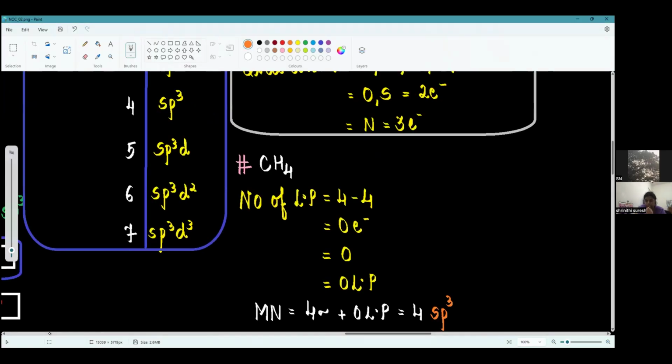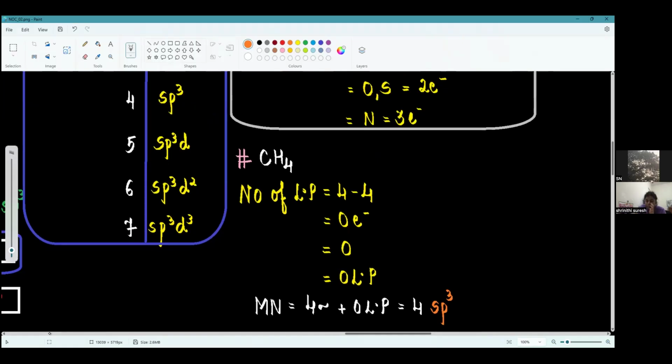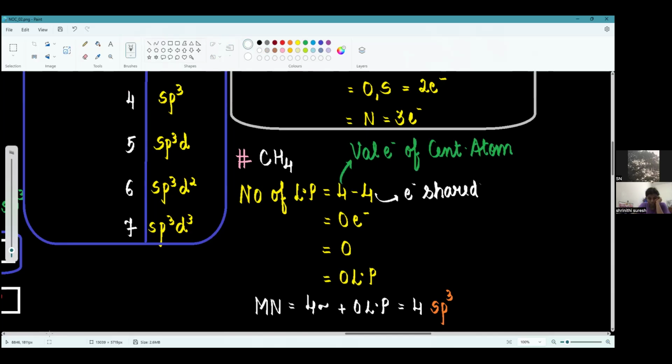Yes, sir. Okay. So once again, I will repeat the method. First, we'll find the lone pairs of electrons. For lone pairs of electrons, we need to know the valence electrons. I will write it down over here. What is this 4? This 4 is the valence electrons of the central atom. Whoever is the central atom, we need its valence electrons. What is this 4? These are electrons shared by side atoms.